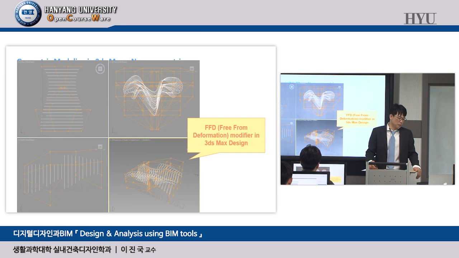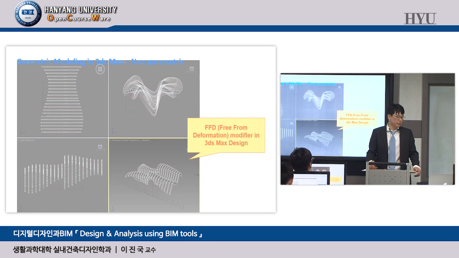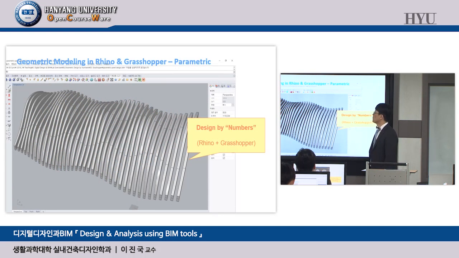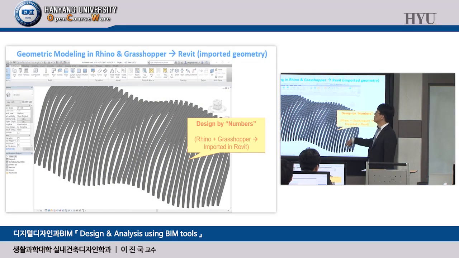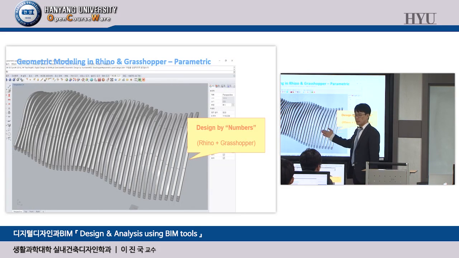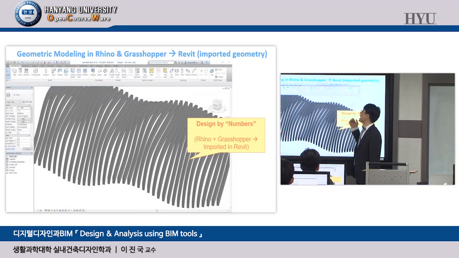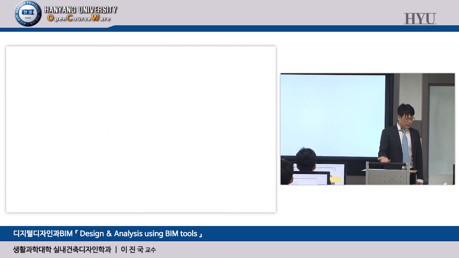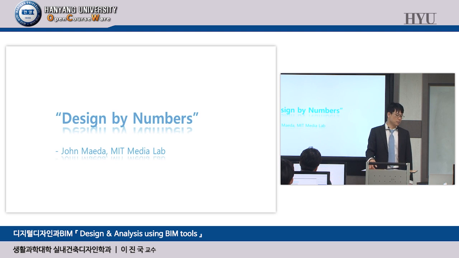Take a look. This kind of FFD, freeform deformation in 3D Max, or even in Rhino and Grasshopper, when this is loaded to BIM, to Revit, this is editable in Rhino and Grasshopper, but not editable in Revit, because Revit recognizes this one as just a mere, dummy geometry, okay? Anyway, that's why we handled some approach named design by numbers.